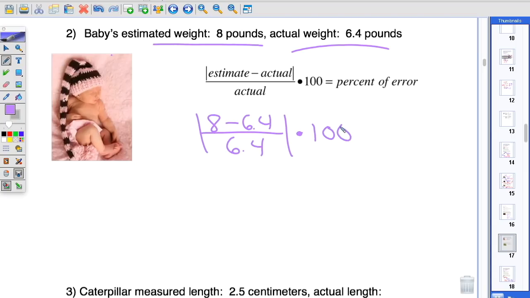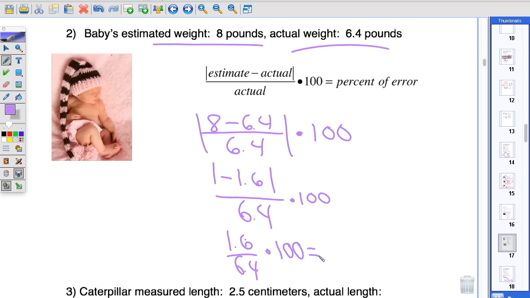When we subtract 8 minus 6.4, we get negative 1.6. Divide by 6.4, we have to take the absolute value, multiply it by 100. We take the absolute value of negative 1.6. It's a positive 1.6. Divide that by 6.4, multiply by 100. You get 0.25. Multiply that by 100, which brings your decimal over 2 places to the right. So it's 25% error.